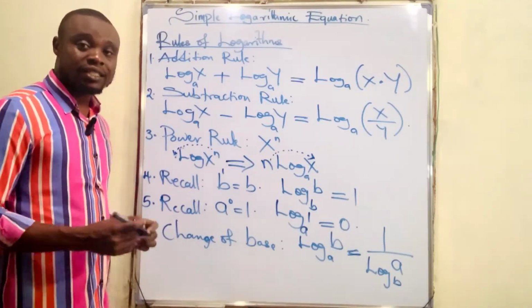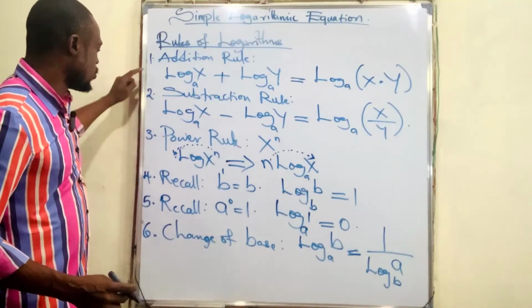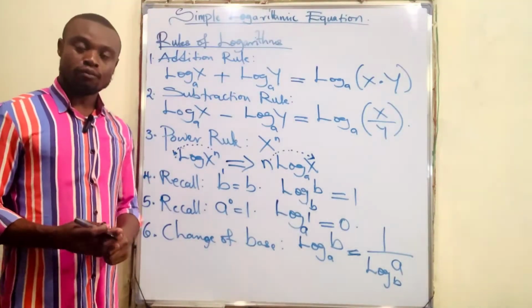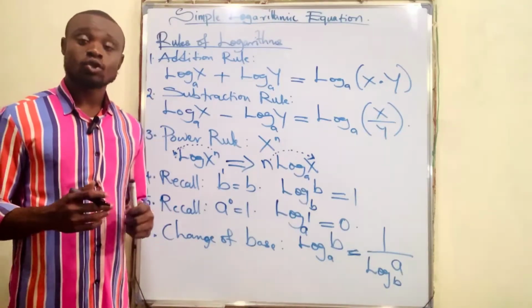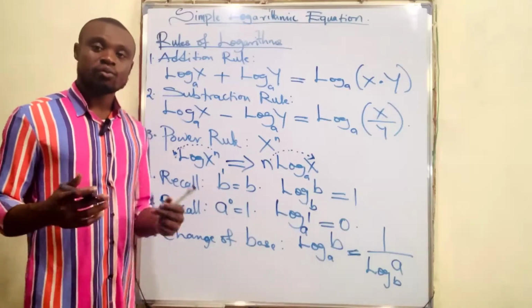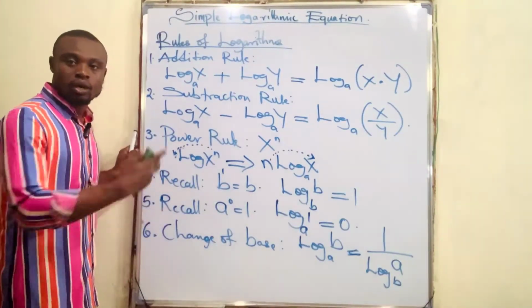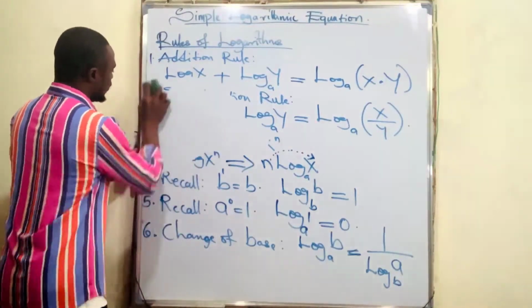Like I said, I am going to use just the first three, 1 2 3, to solve just an example. In my next video I will also use other rules here to explain using some examples. So I'll clean the board now and write the question.